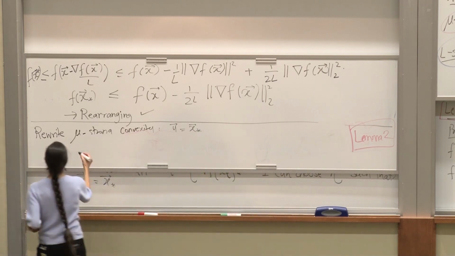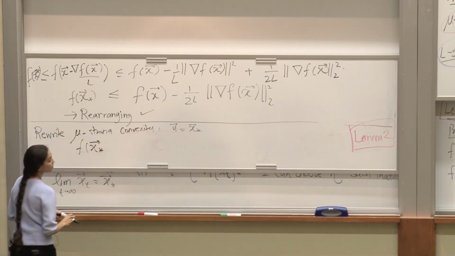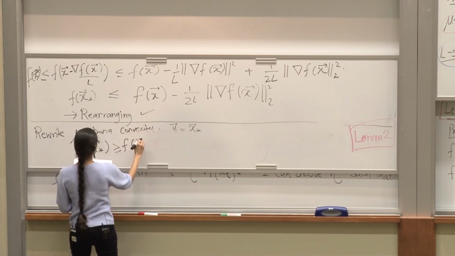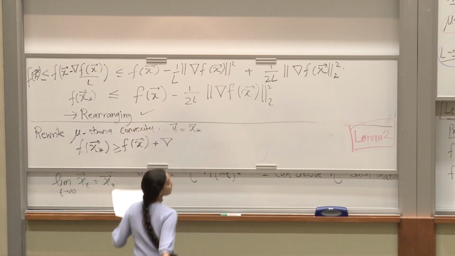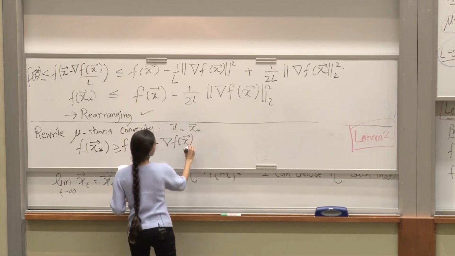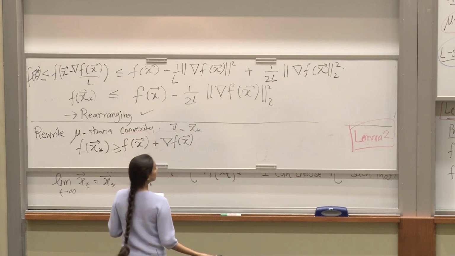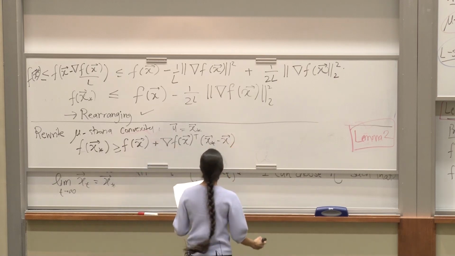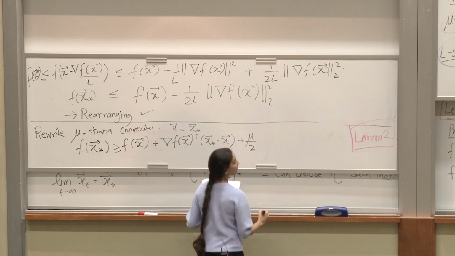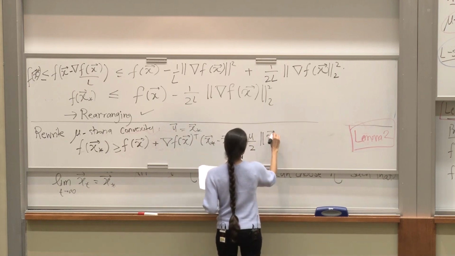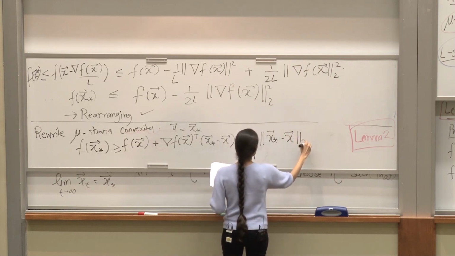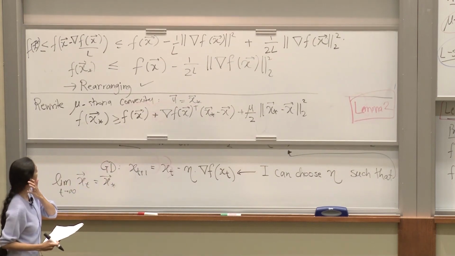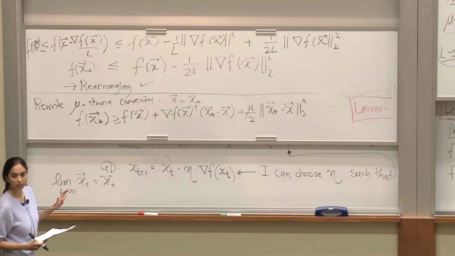So we have f of x star is greater than or equal to f of x plus gradient of f of x times x star minus x plus mu over 2 x star minus x. Okay? Right? We're good here? Okay.